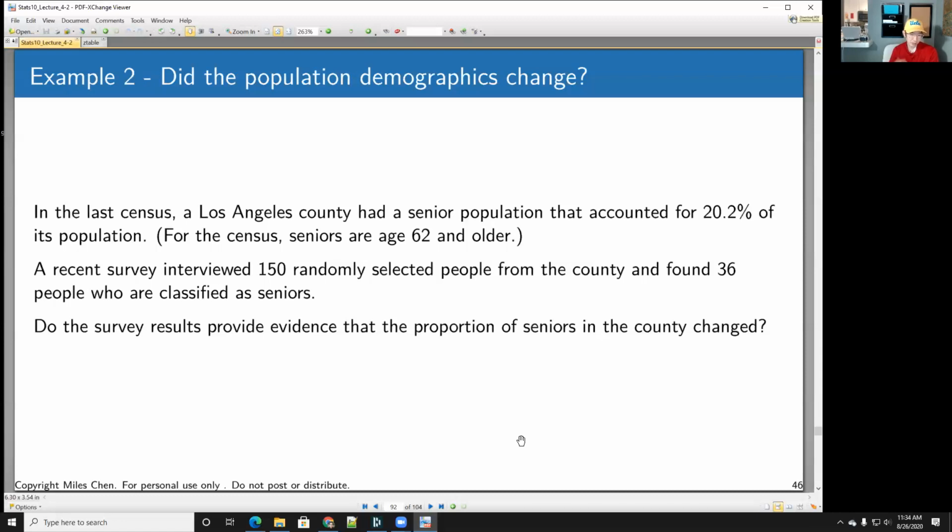Let's say we go out and do a survey, and somehow we select 150 random people from the county. We find that 36% of the people we surveyed are seniors, so 36 out of 150. Does this survey provide evidence that the proportion of seniors in the county has changed? It used to be 20.2%. We haven't conducted the census yet, but we're doing some initial polling. Does that mean the proportion has changed?